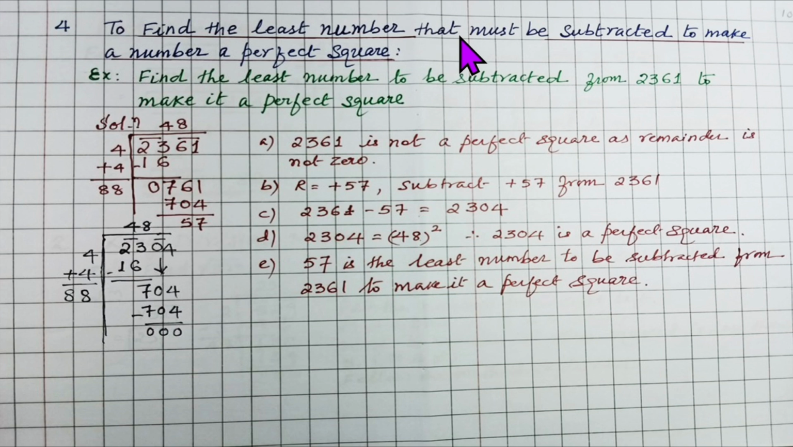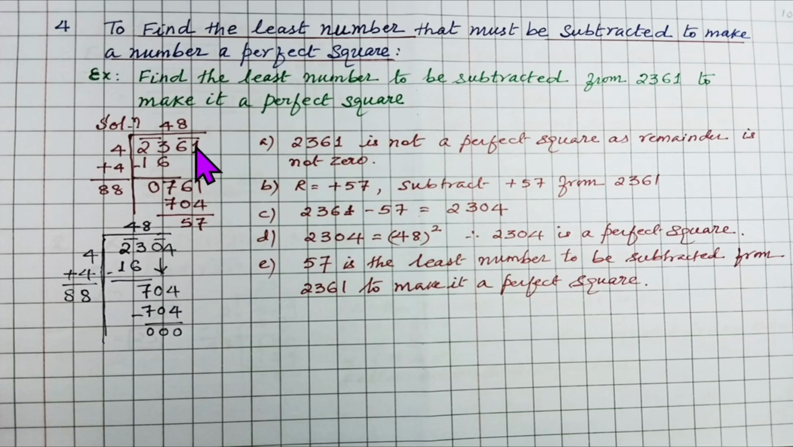Now let us find the least number that must be subtracted to make a number a perfect square. Please understand this: it must be subtracted, not multiplied or divided, to make the given number a perfect square. Now we have been given the number 2361. First of all, let us check whether it's a perfect square or not by the long division method.